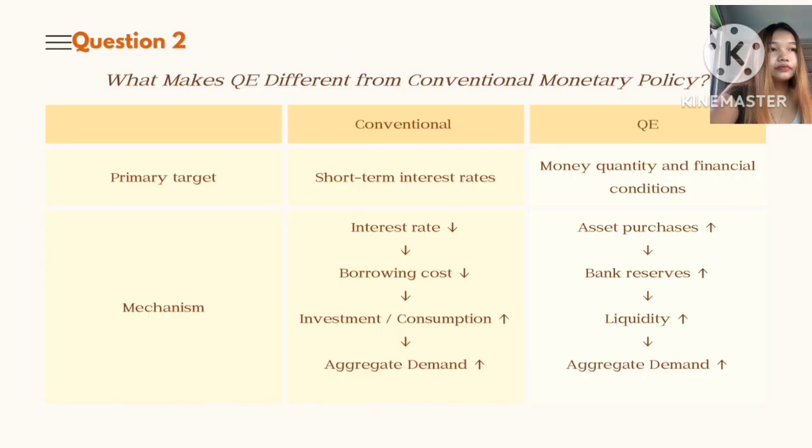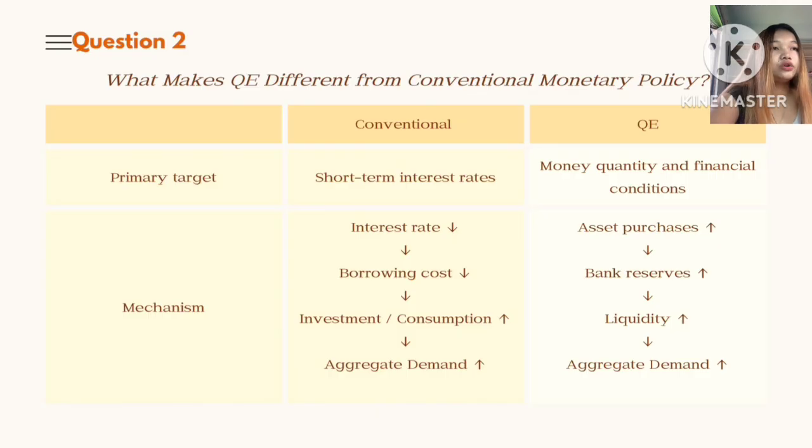Policymakers attempt to change the price of borrowing, which then affects investment and consumption decisions. Quantitative easing operates differently. Instead of focusing only on interest rates, QE attempts to influence broader financial conditions by directly expanding central banks' balance sheets. Another important distinction is when these policies are used.